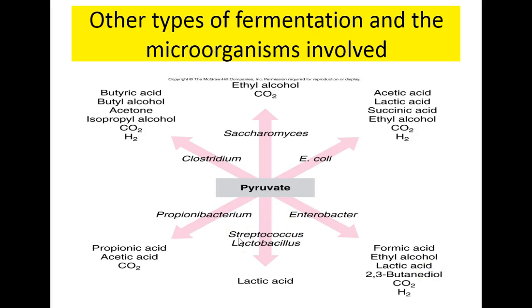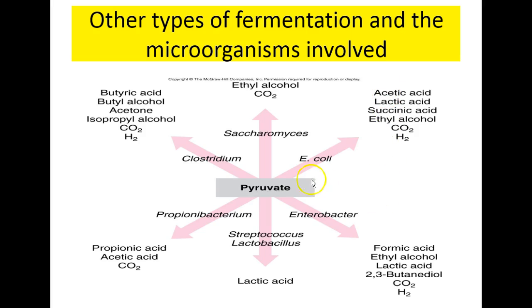Another organism called Streptococcus and another genus called Lactobacillus undergo lactic acid fermentation. Propionibacterium undergoes propionic acid and acetic acid fermentation. Clostridium produces butyric acid, butyl alcohol, acetone, and isopropyl alcohol as the products of its fermentation. Saccharomyces is a yeast. It produces alcohols as products of fermentation. Notice that the products of fermentation could be used to identify organisms.